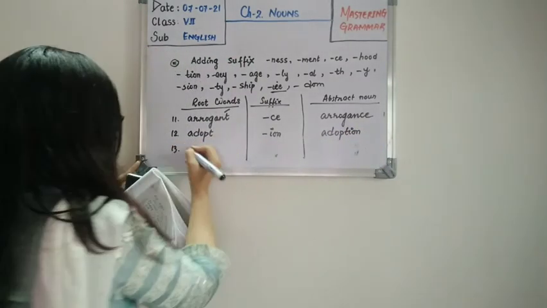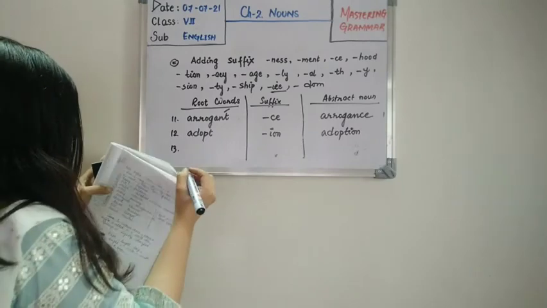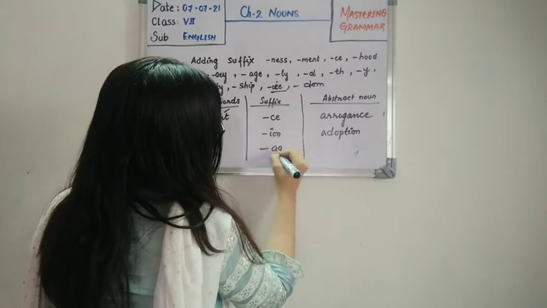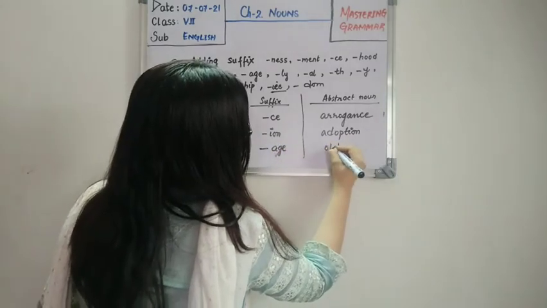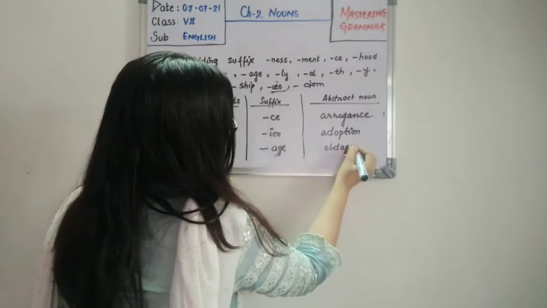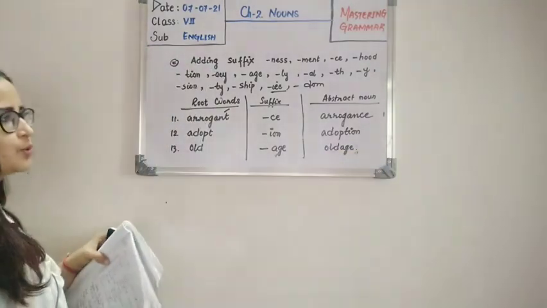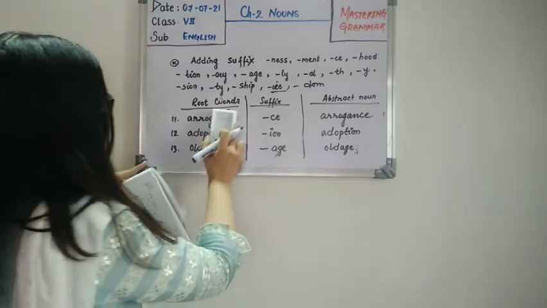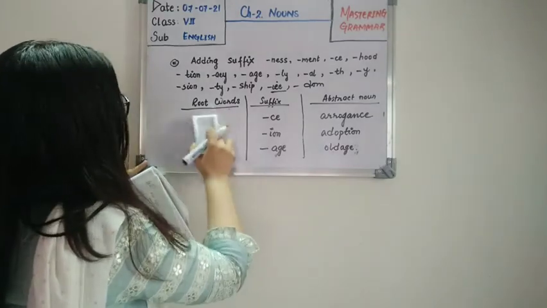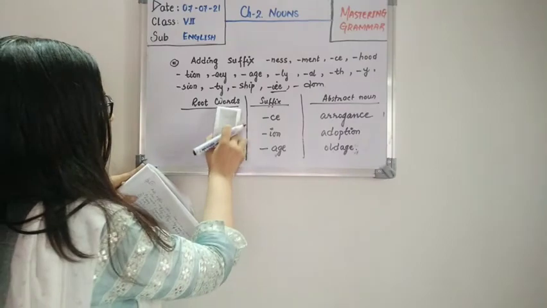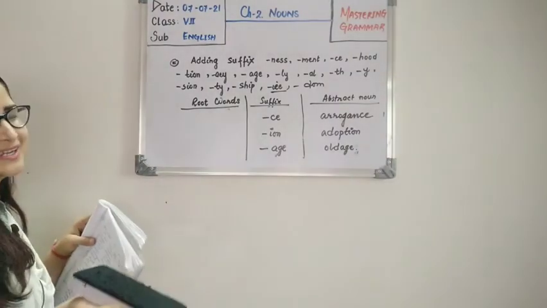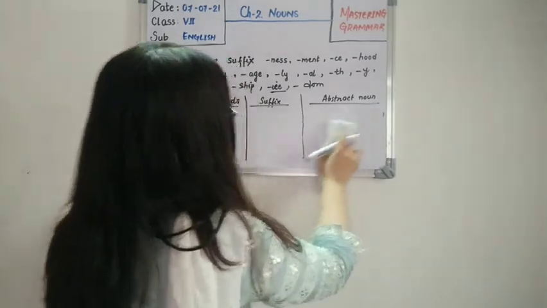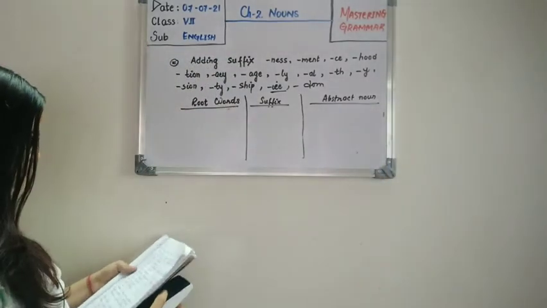Number 13 now. Old. Okay, when we are adding age to it, it becomes old age. So this is a particular period in which a person is old. So that old age will be an abstract noun. So whenever you find some suffix added somewhere, understand that it is an abstract noun. Okay, understand that, realize it now.